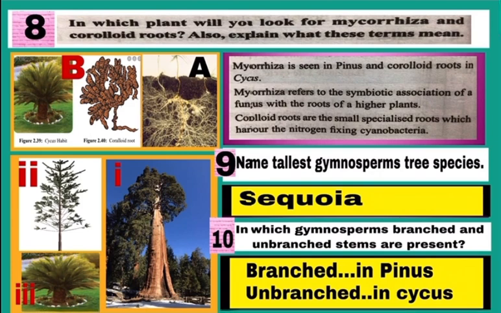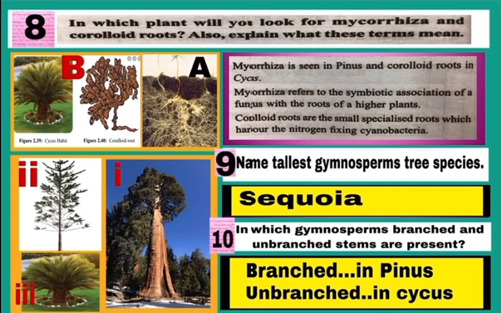Question number 8. In which plant will you look for mycorrhiza and coralloid roots? Also explain what these terms mean. Mycorrhiza is seen in Pinus, see diagram A, and coralloid roots are seen in Cycas, see diagram B.